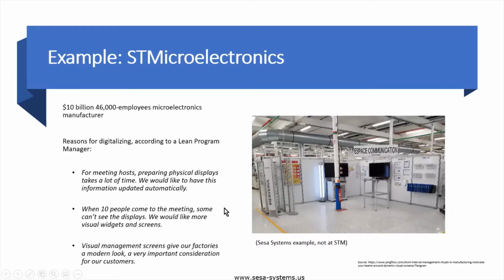Then it also makes it easier to see. Here, this is not at their location. This is a client of SESA Systems. We call these communication points. They can be more closed, creating a kind of space to meet. But as you see there, it combines both traditional visual management and digital screens that make it much easier for people to gather, discuss and see. There is also the factor of a modern look, which is good for customers visiting, but especially for your own teams, right? It's part of culture development.